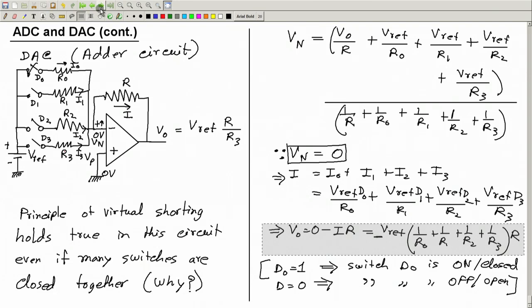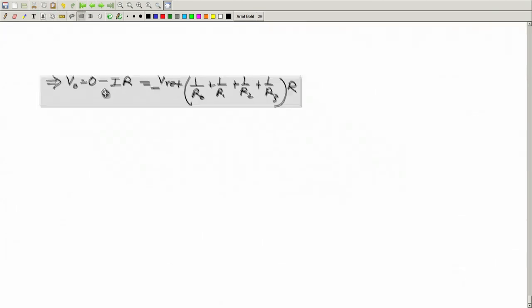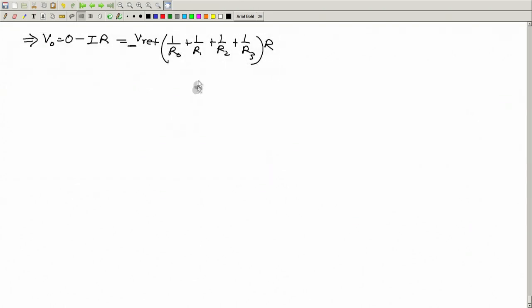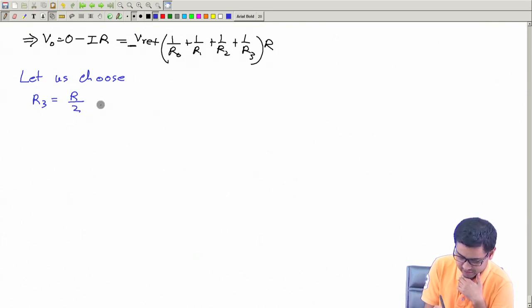I will copy this. Now, what I will do, I will choose R3 equal to R by 2, no, not R by 2, 2R, R2 equal to 4R and R1 equal to 8R and R0 equal to 16R.